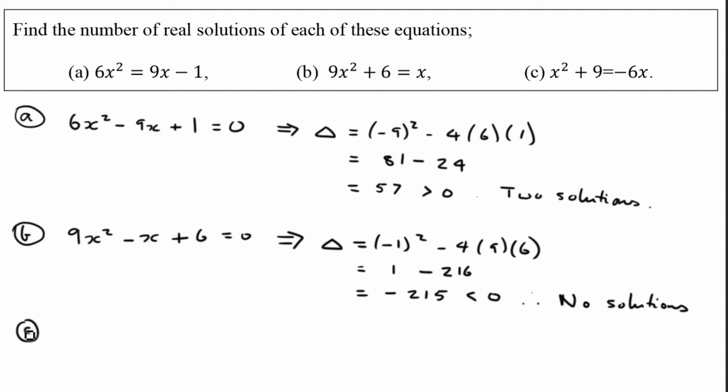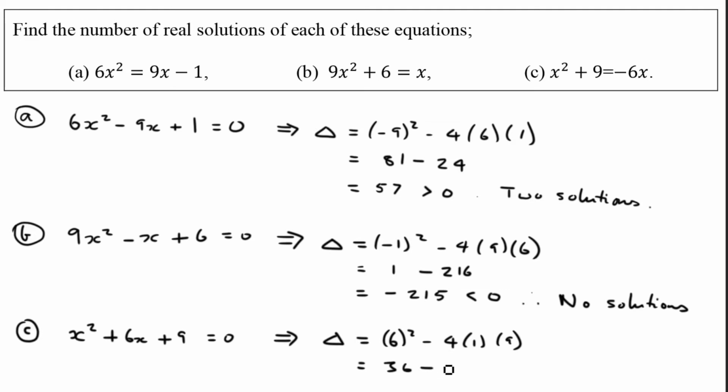And in part C, again, we'll need to rearrange. Let's write that as x squared plus 6x plus 9 is 0. In this case, the discriminant is b, which is 6, squared, subtract 4 times 1 times 9, which is 36, subtract 36, which is 0. So therefore that quadratic equation has one real solution. Or we may sometimes say it has a repeated solution.